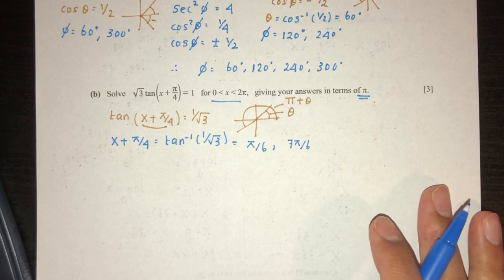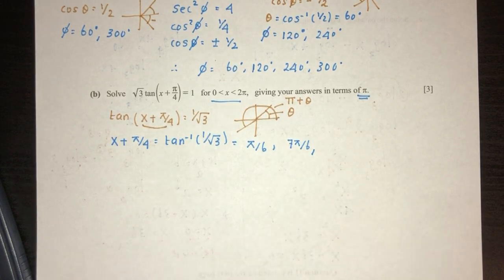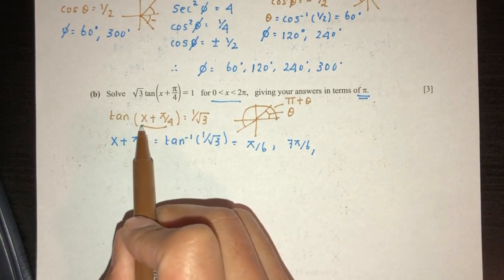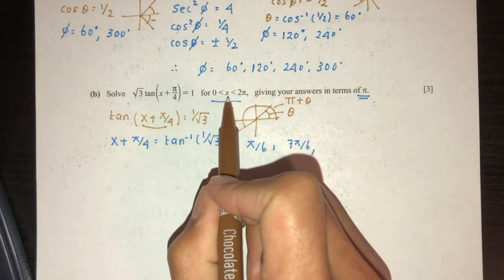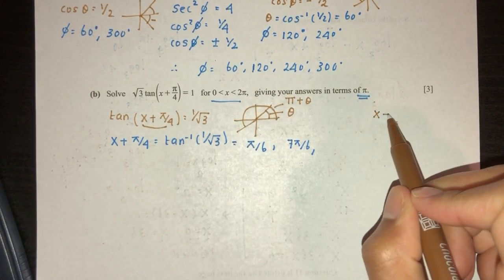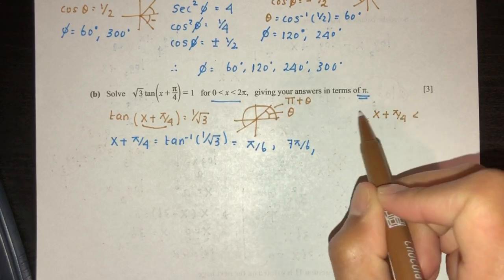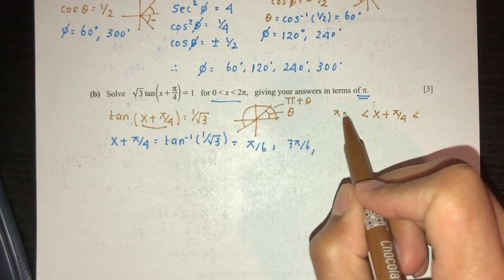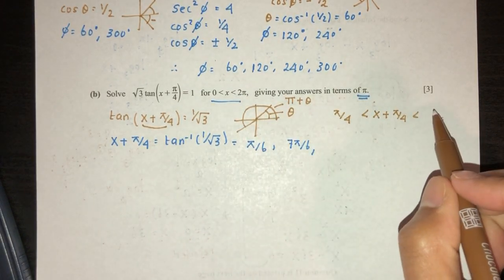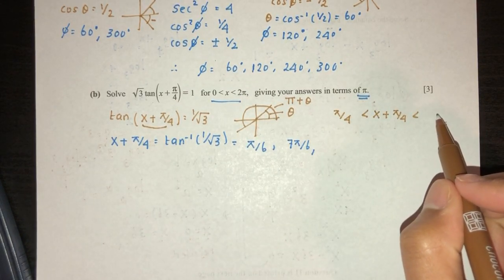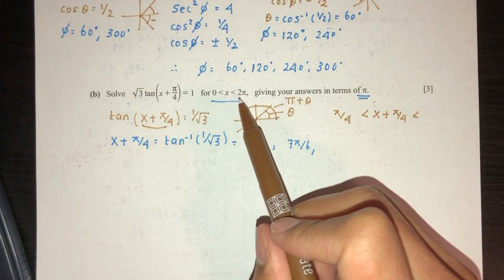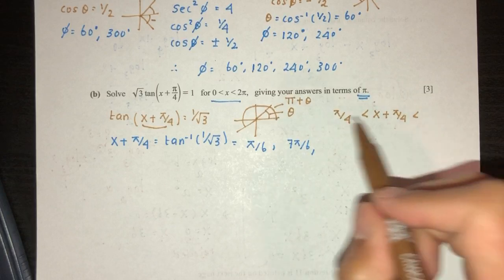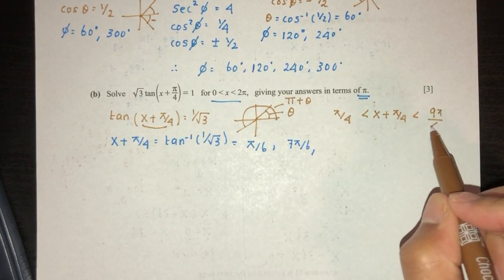And now what else can we do? We can test, because as you observe, here we have x plus pi by 4, here we have x. So what is the domain of x plus pi by 4? It has to be a new domain. It has to be pi by 4, and this has to be, so what is 2 pi plus pi by 4? We have to make everything over 4. 2 times 4 will be 8, 8 plus 1 will be 9, 9 pi by 4.